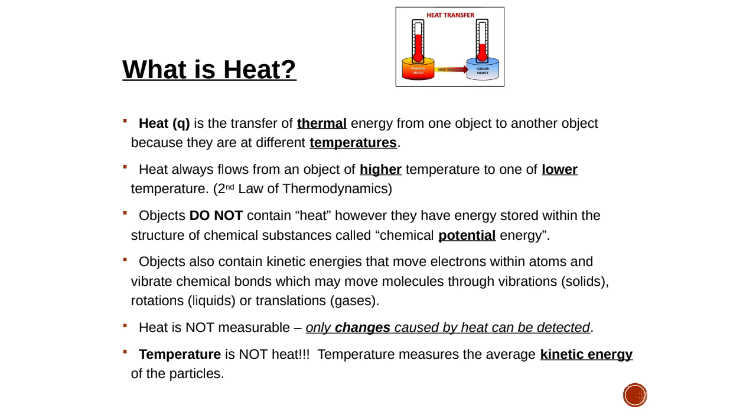So we know that energy is the ability of matter to do work. But what is heat? A lot of people have a misconception about what the term heat actually means. Heat, which is denoted by the symbol Q, lowercase q, is the transfer of thermal energy from one object to another because they are at different temperatures. This is the definition.